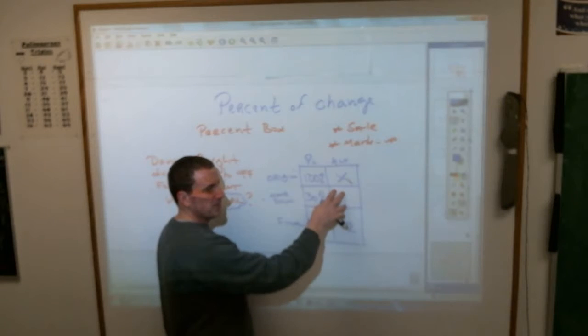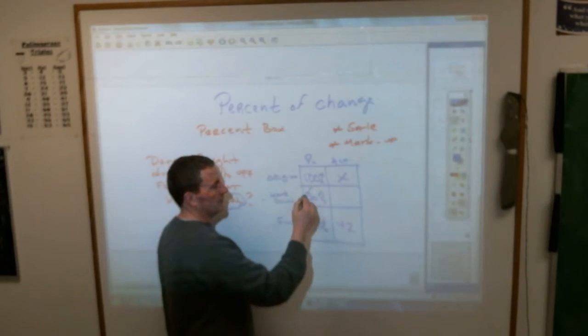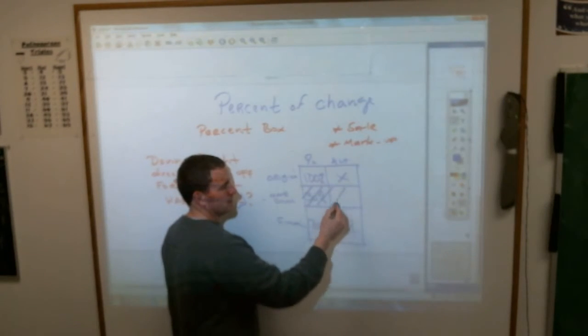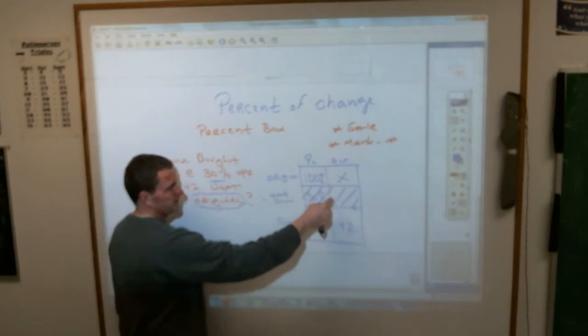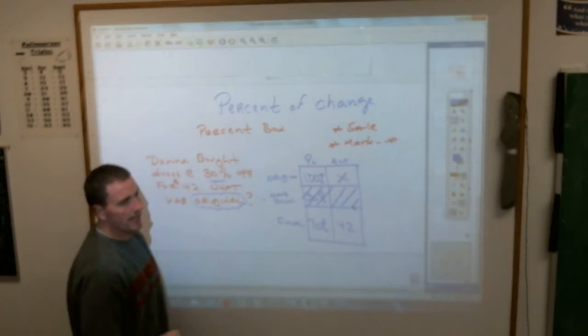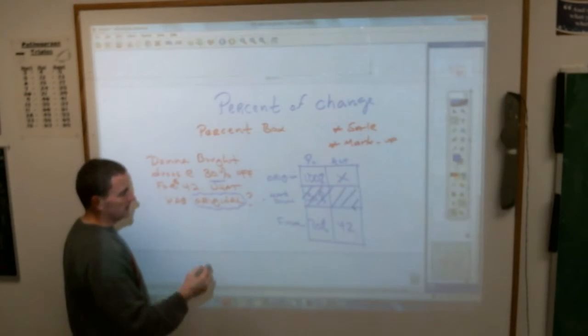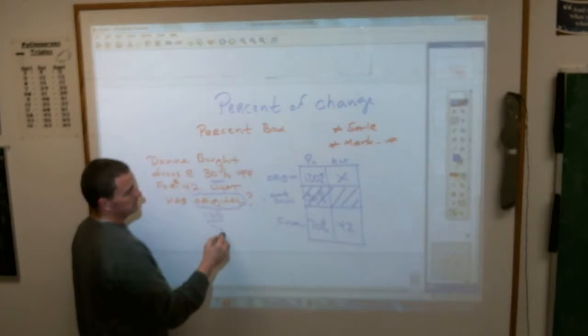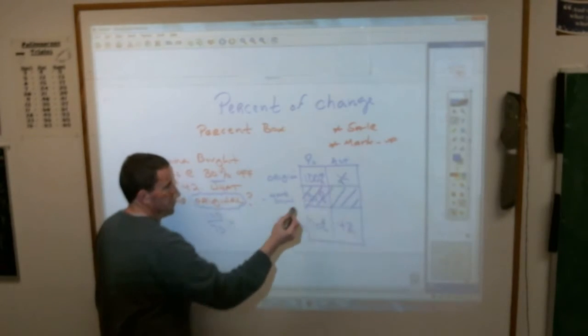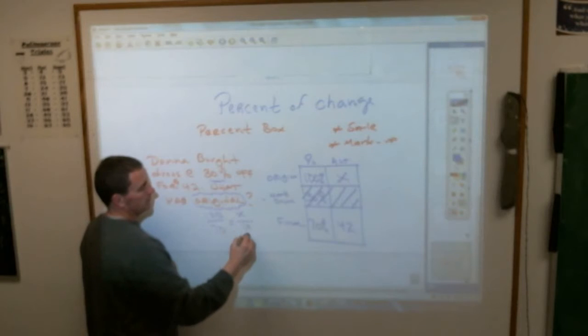Now, if you don't have this box and there's nothing in it, you can ignore it. It'll go away. You don't have to deal with it because that's not what you're looking for. And then these things make an equal fraction slash ratio, however you want to do it. 100 over 70 is going to equal some number over 42.